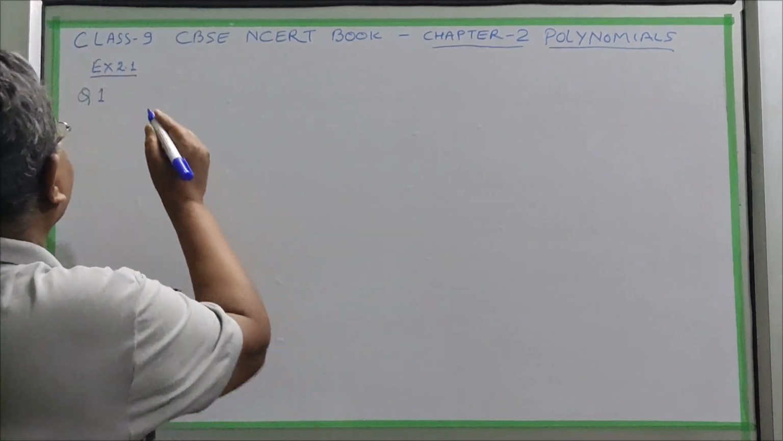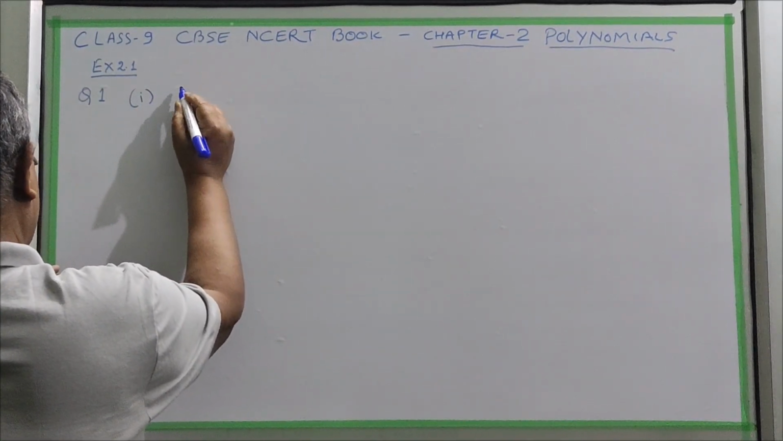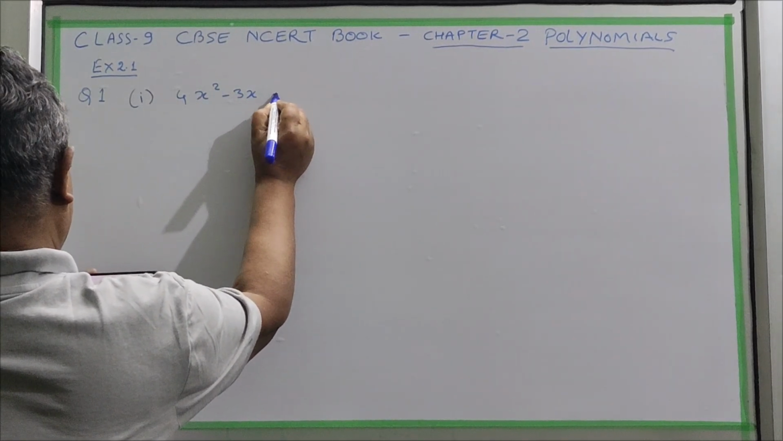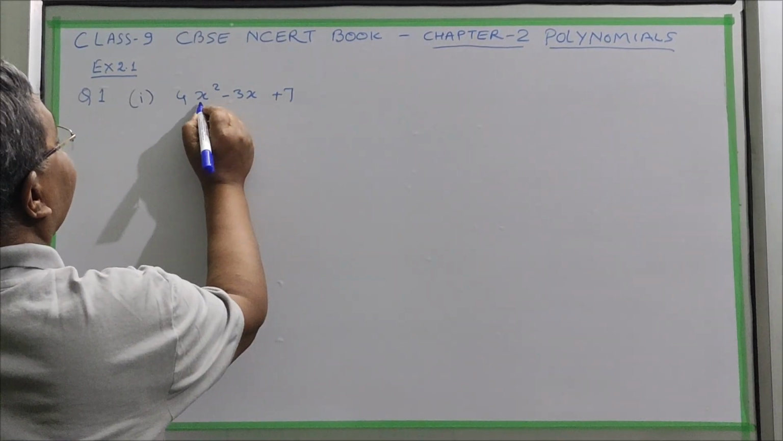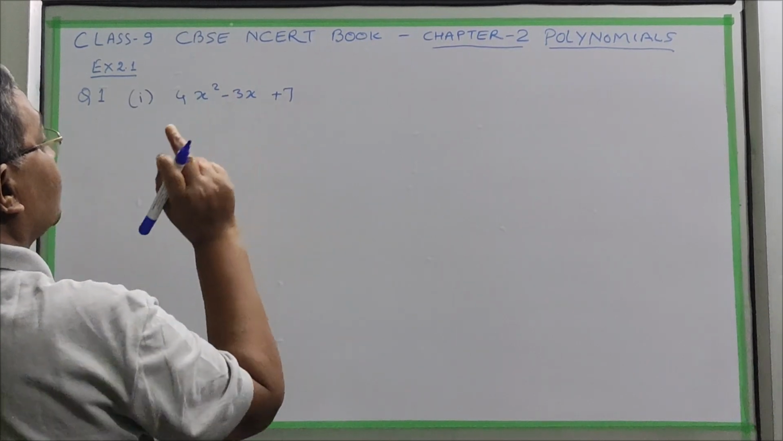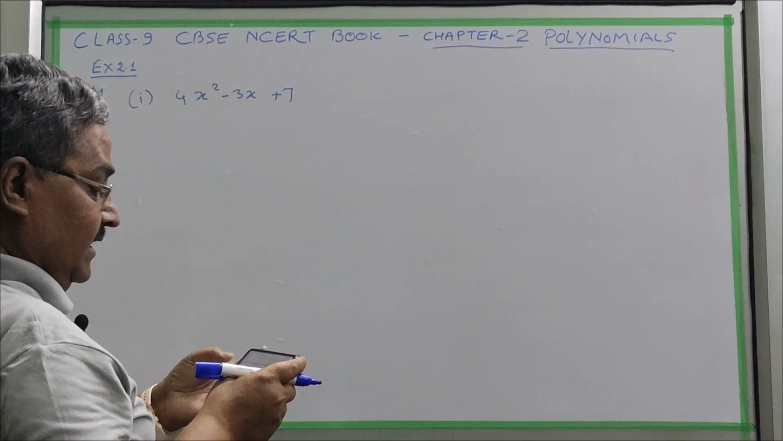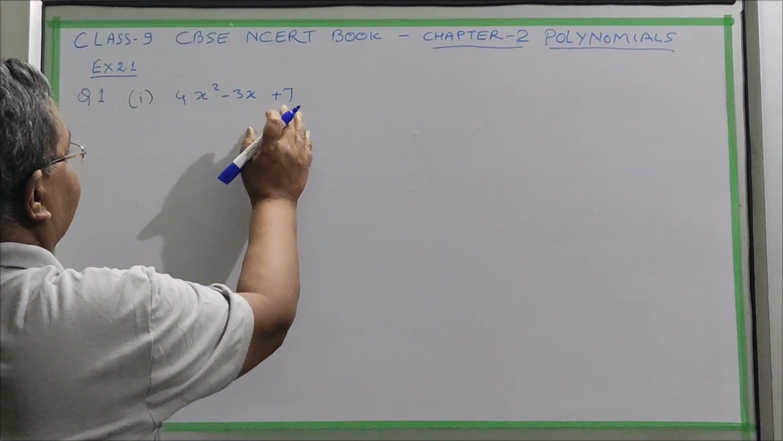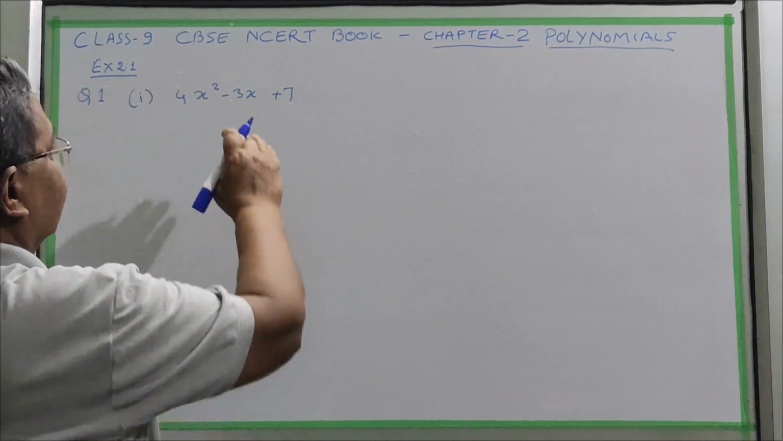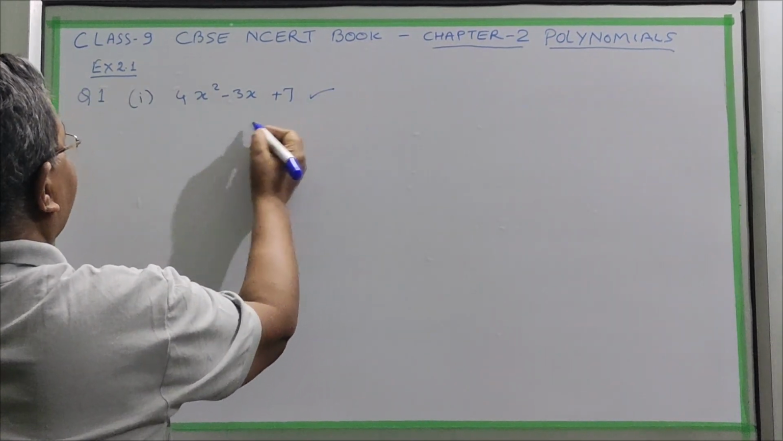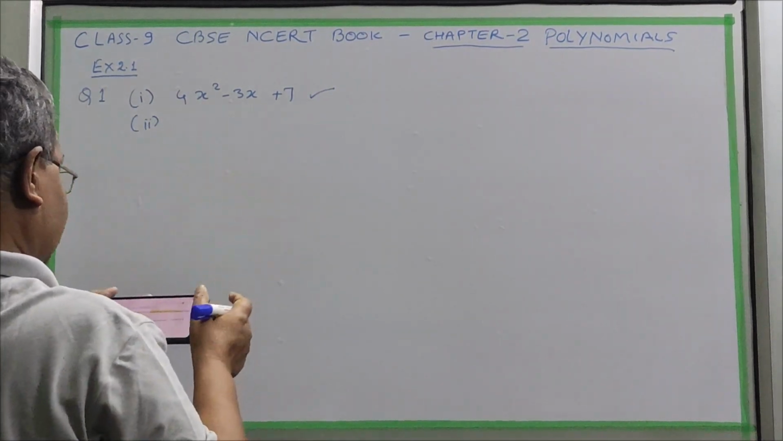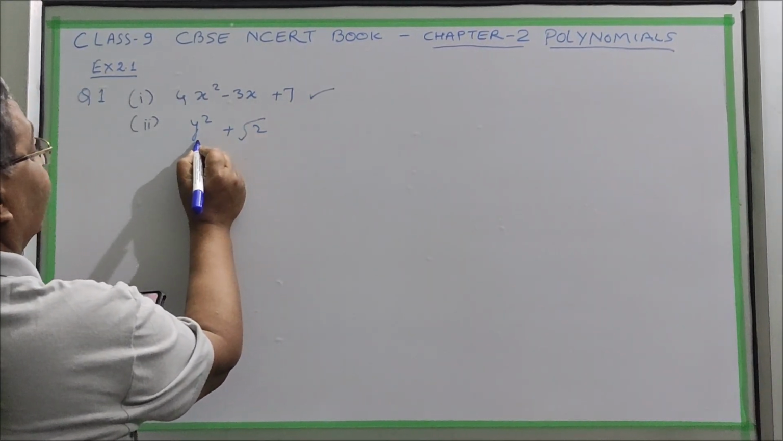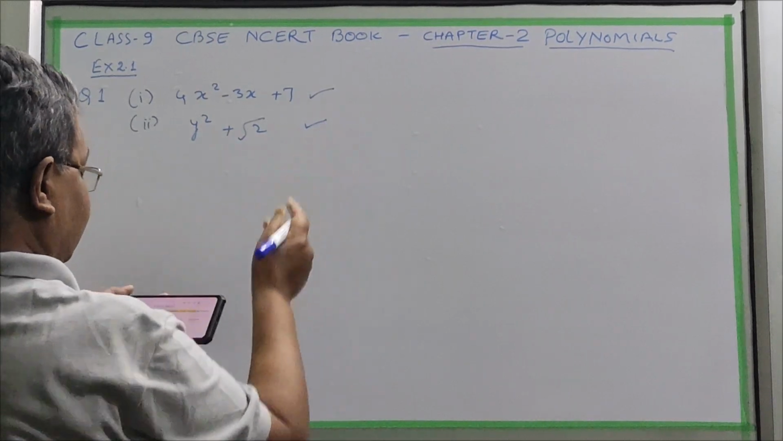Okay. So first we will take 4x² minus 3x plus 7. So here the variable is x. Only one variable is being used. This is called a polynomial in one variable. The question is to tell whether it is a polynomial in one variable. So this is one variable, so it is okay. Likewise, the second is y² plus root 2. Here also the variable is one, so it is okay.